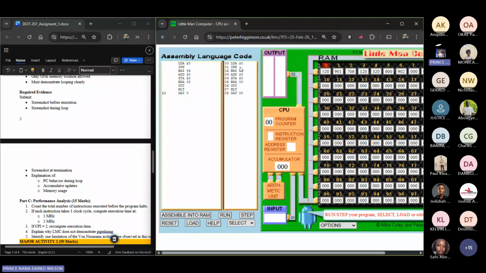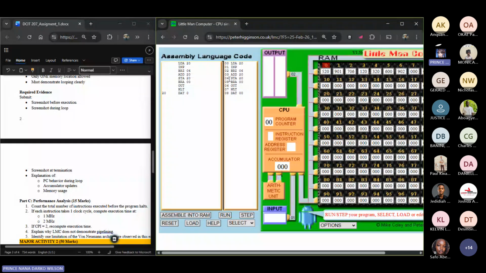Good. So the load address is on line 1, input is on line 0, input is on line 1, the branch address is on line 2. The output address is on line 6. So it's perfect. This means if the input is given and it's 0, the program will branch to line 6 and it will output it before it halts.